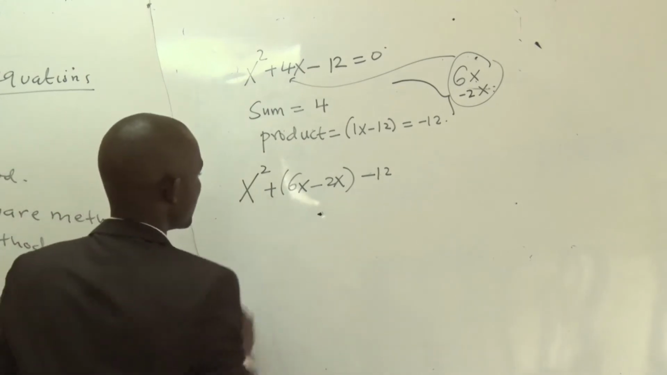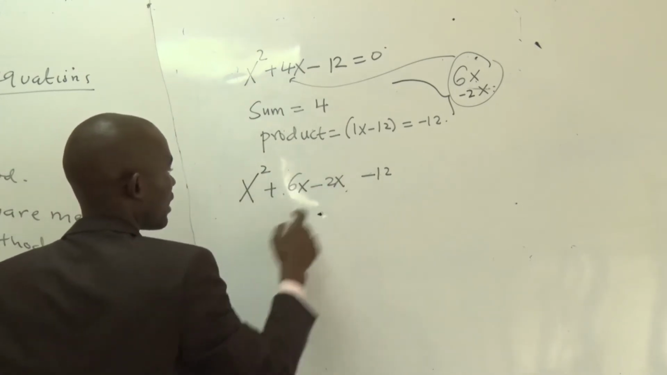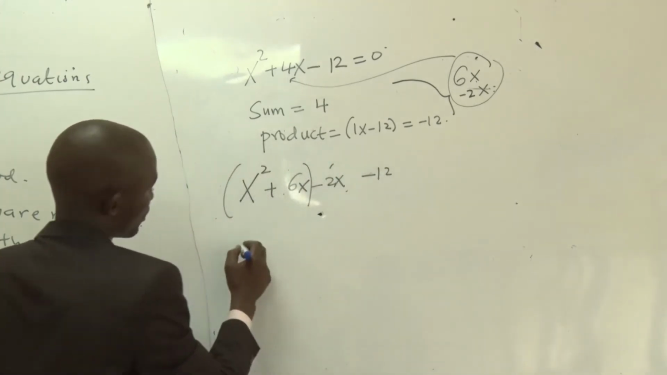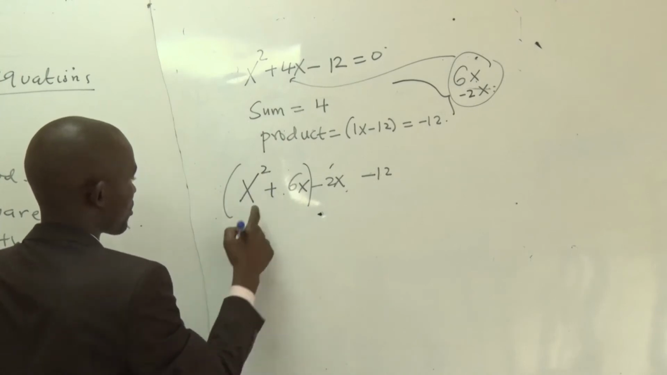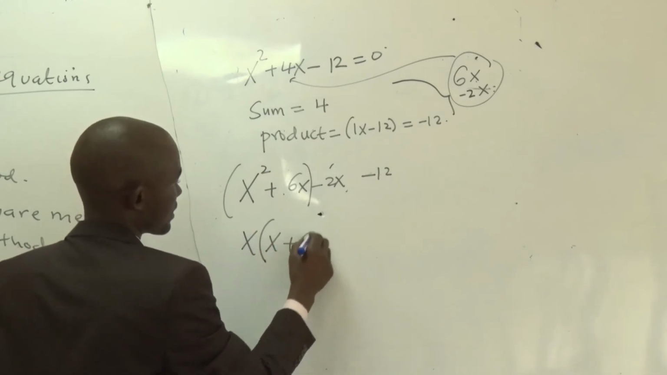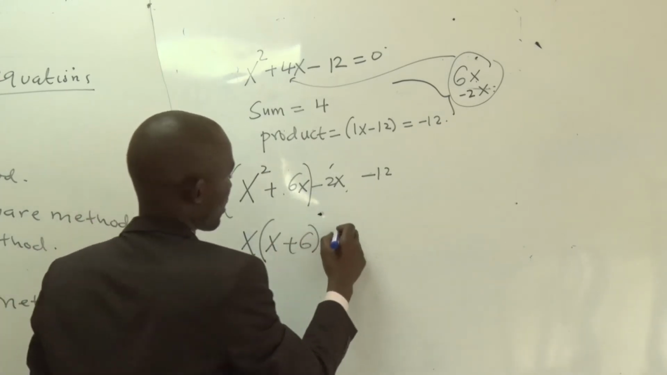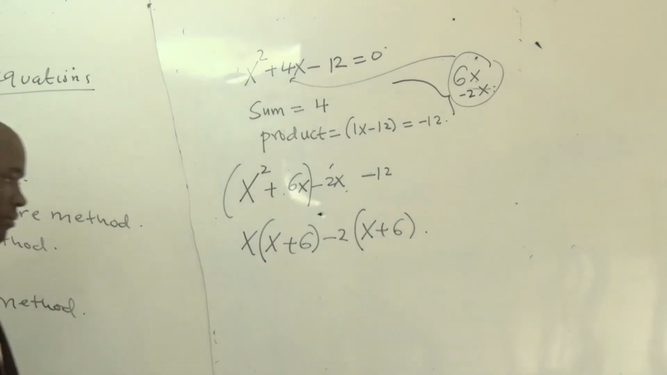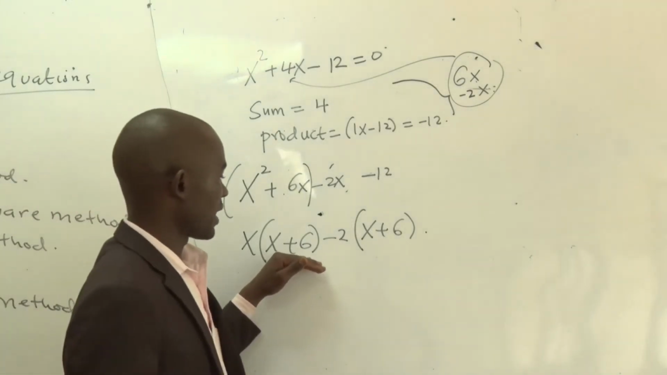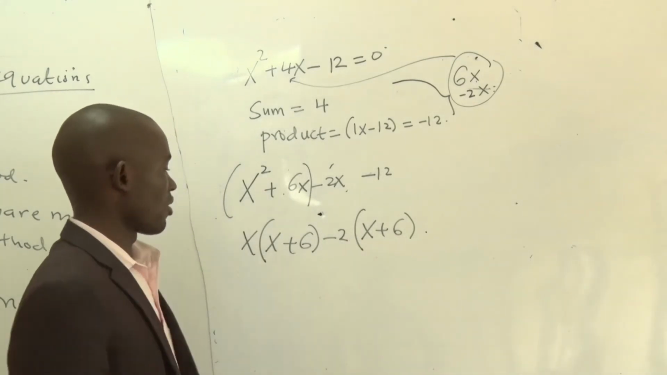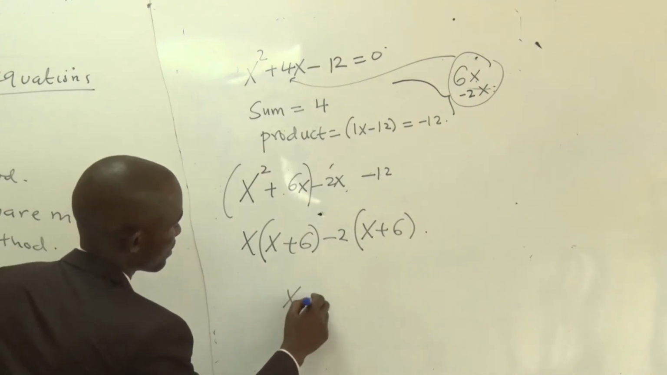After you have done this, we can now take the two expressions. The common expression there is x, so we take out x into x plus 6. In this particular case, I can take out minus 2 into x plus 6. Once you reach that point, you can see what is in the bracket is the same. The bracket expression is the same. So you pick one of the expressions, which is x plus 6.